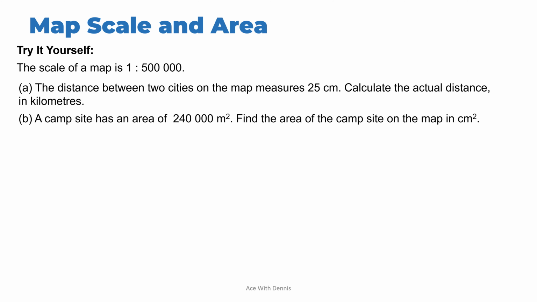B. A campsite has an area of 240,000 meters square. Find the area of the campsite on the map in centimeters square. You can pause the video and try to solve it yourself.